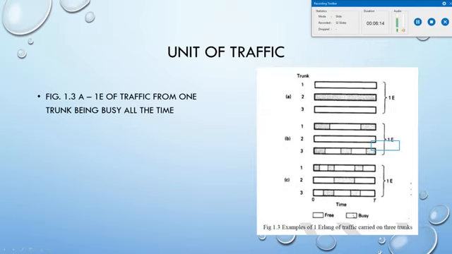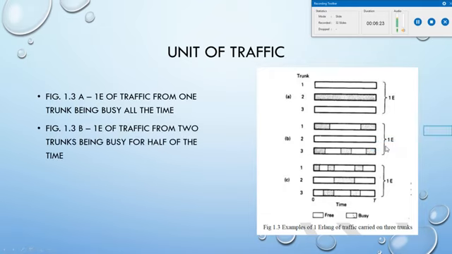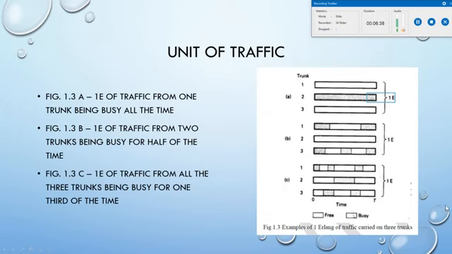Similarly, I can obtain a traffic of one Erlang when two lines are busy, or two trunks are busy. This is obtained when they are busy half of the time period. Next, the third case, figure 1.3c. If you observe, one Erlang of traffic can be obtained even when the three trunks are busy for 1/3 of the time. So this is how I can obtain one Erlang of traffic by different configurations.